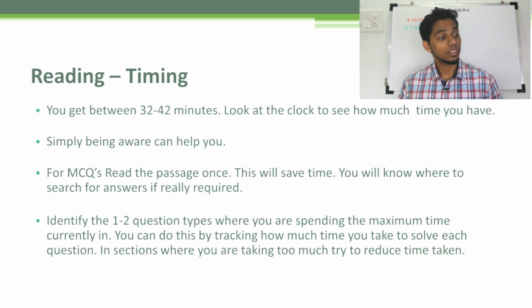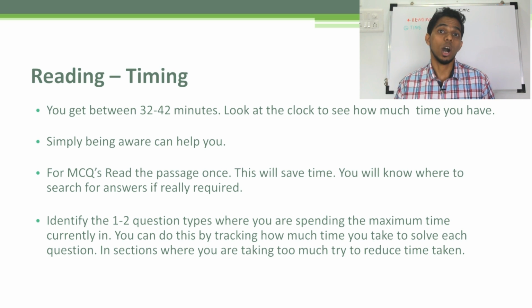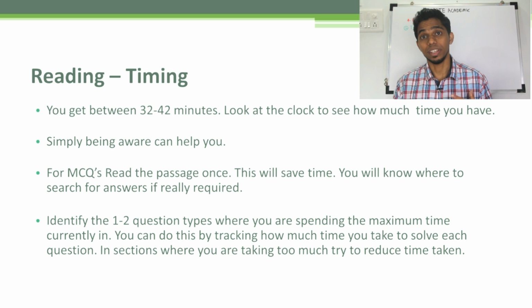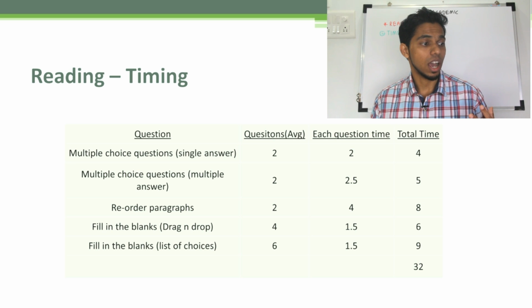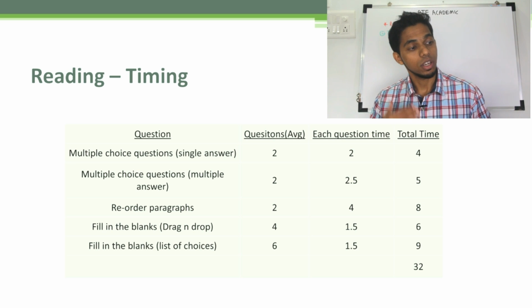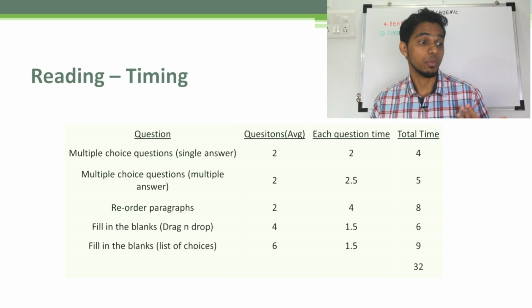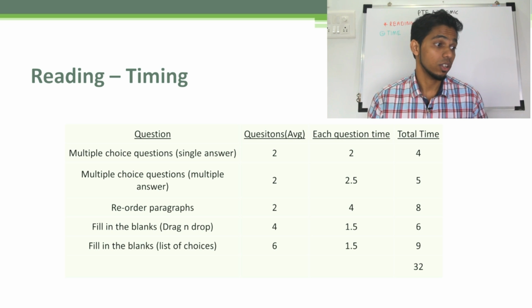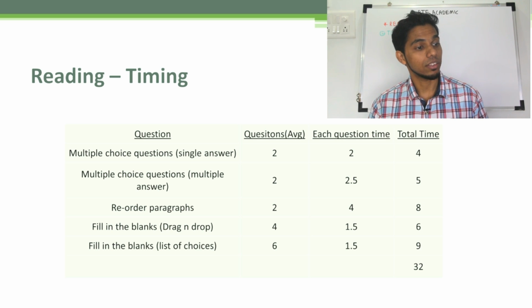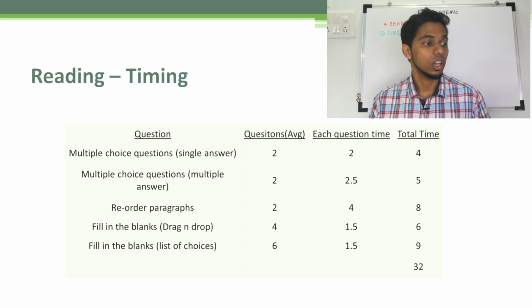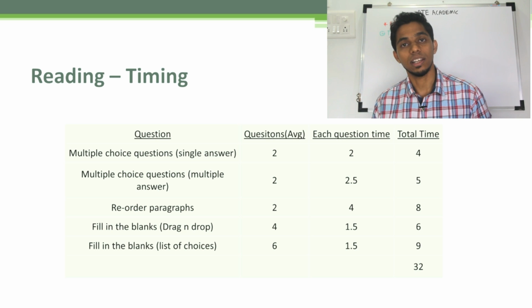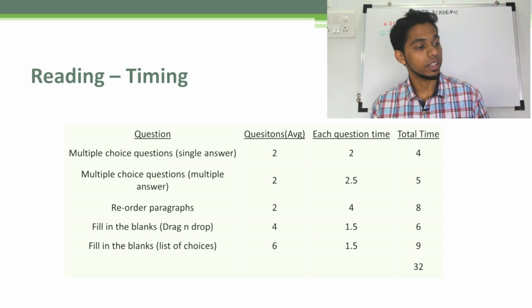Now in this slide, I'm going to give you a brief outline of how much time you should be spending on each section to do well. I've given a breakdown per question type of how much time you should be spending on each question. For the multiple choice choose single answer, you can spend 2 minutes for each question that you have been given. For the choose multiple answer, you can take a little longer, which is 2.5 minutes per question.